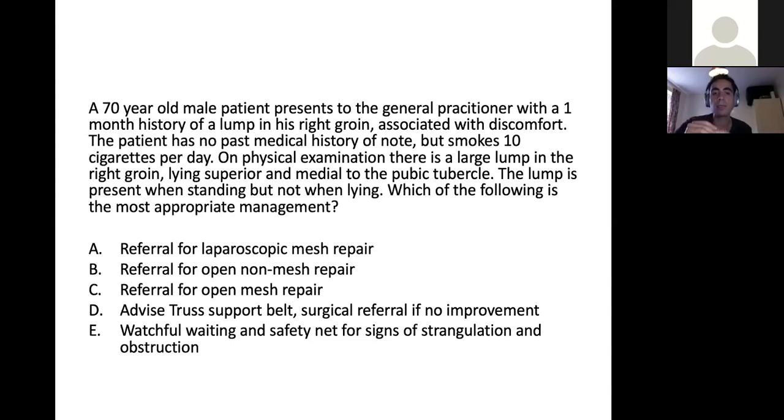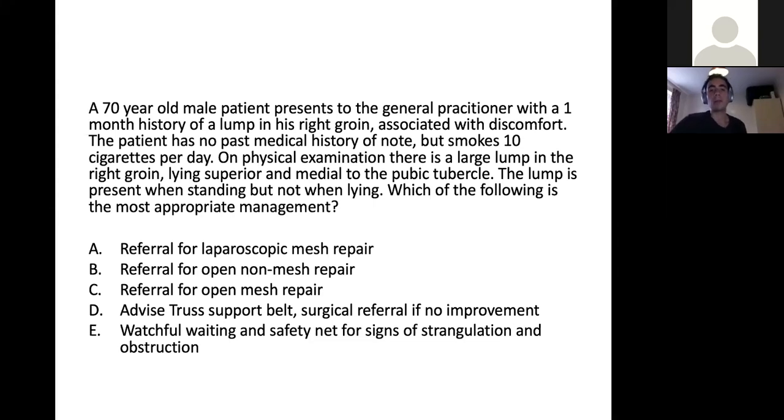So then it comes down to, would we repair this hernia laparoscopically or open? Essentially, laparoscopic you tend to do if there are bilateral hernias, so if there are hernias on two sides, because then you can do two in one. While open, you tend to do if it's a unilateral hernia, you would do an open hernia repair.